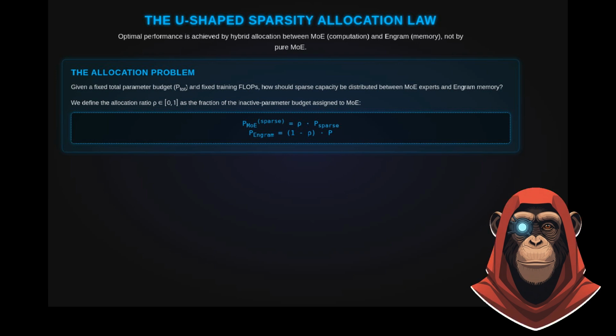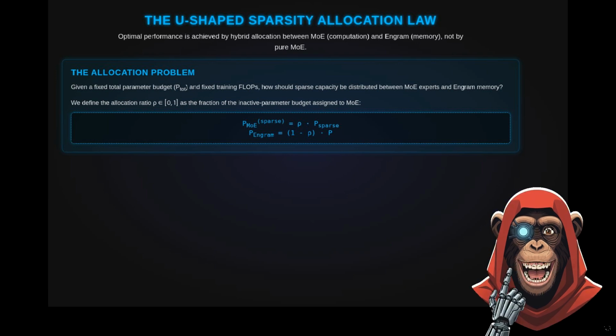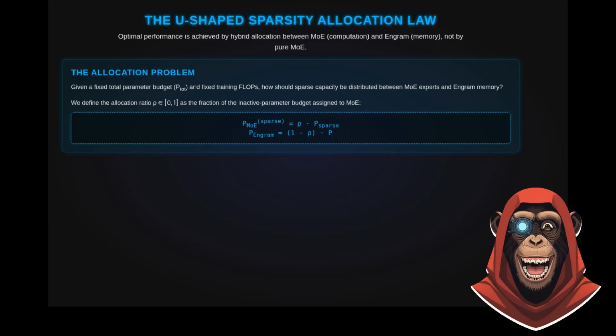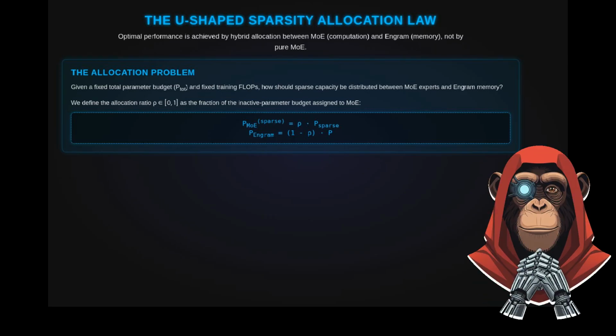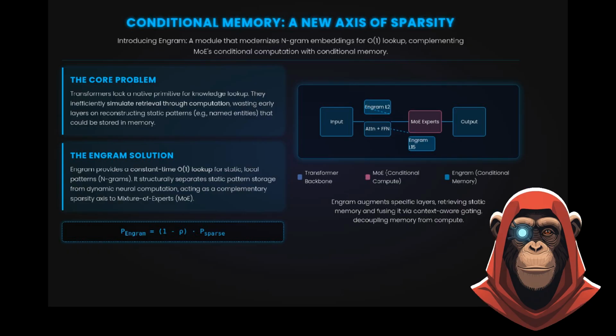Alright, let's cut to the chase. The big question: if you have a fixed budget of sparse parameters, how do you split it between MoE expert computation and Engram slot memory? They called this the sparsity allocation problem. Their finding, shown in Infographic 2 and Figure 3 left, is a perfect, beautiful U-shaped curve.